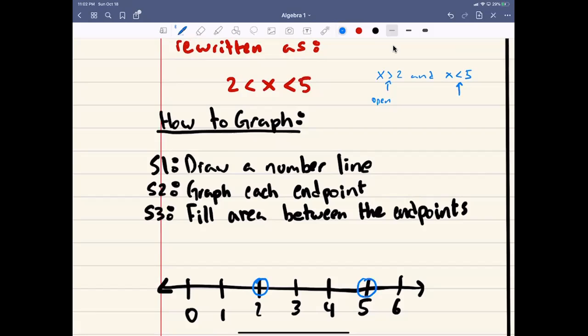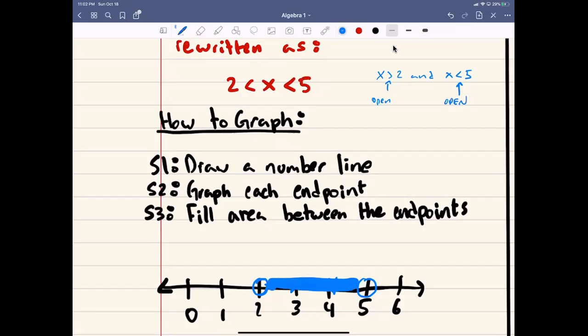Now, if we wanted to graph x is greater than 2, you'd be open and going to the right, right? Because these bigger numbers are bigger than x. And if we're gonna graph x is less than 5, we'd be open and going to the left, right? So that's why I say you fill the area in between. Notice how this arrow is going this way and this arrow is going that way. So they're gonna end up meeting, right? So this whole area is gonna be filled in, right?